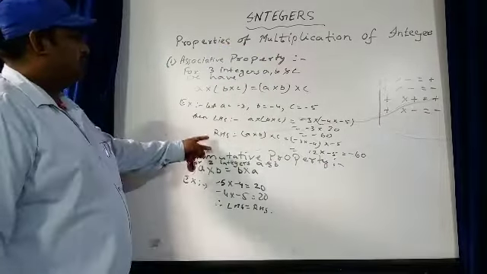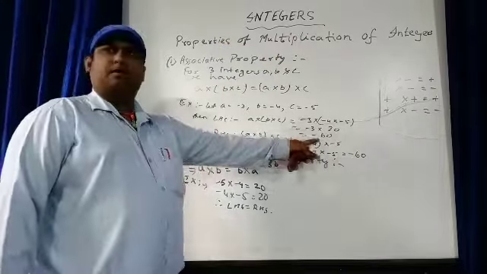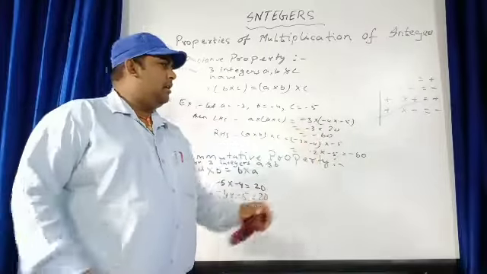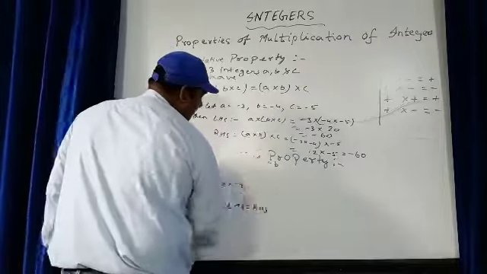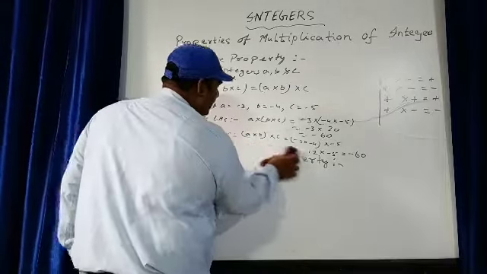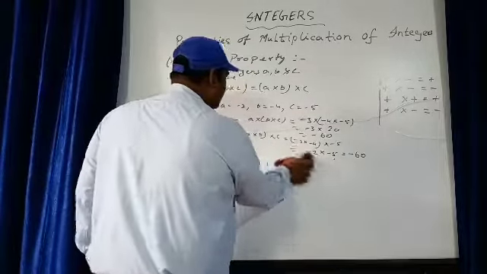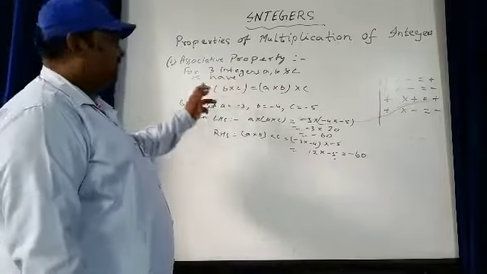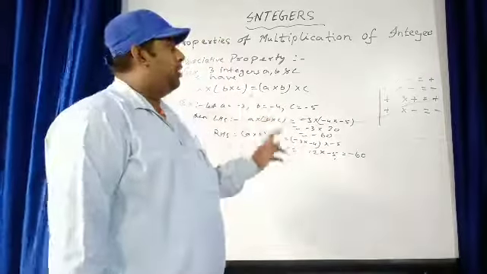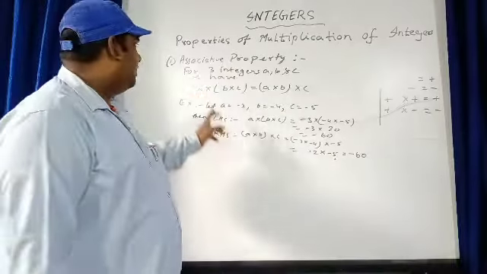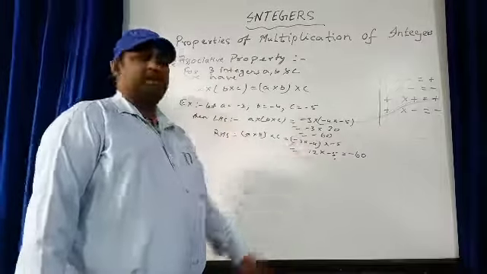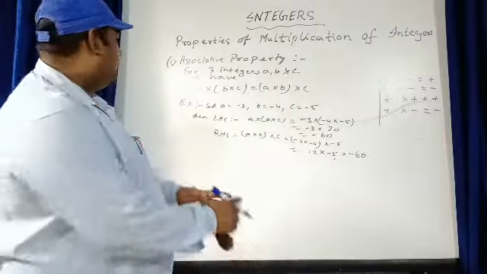So here we have got two results. For LHS we have got minus 60, RHS we have got minus 60. Now we have seen that the associative property holds for multiplication of integers. Associative property gives the same result in both cases.